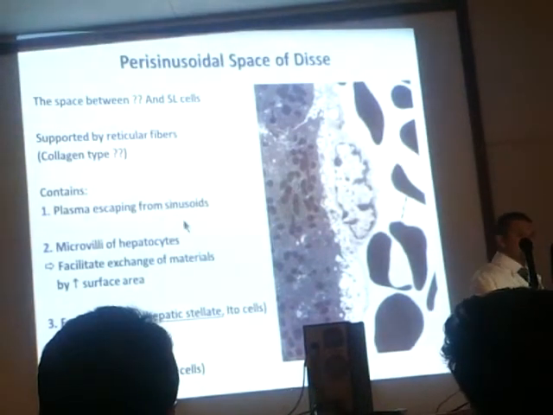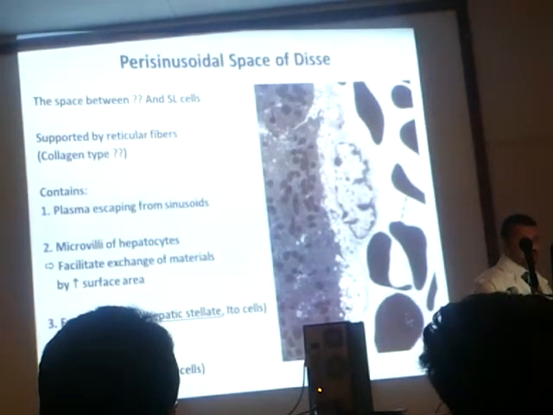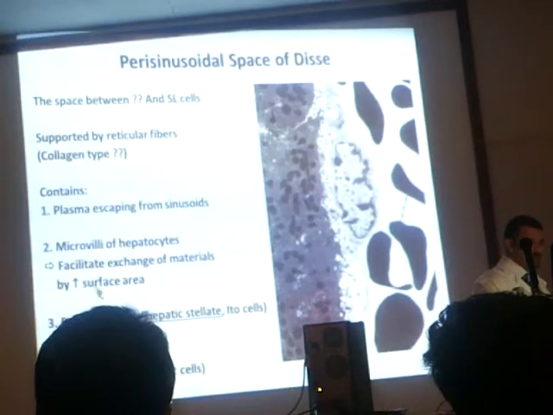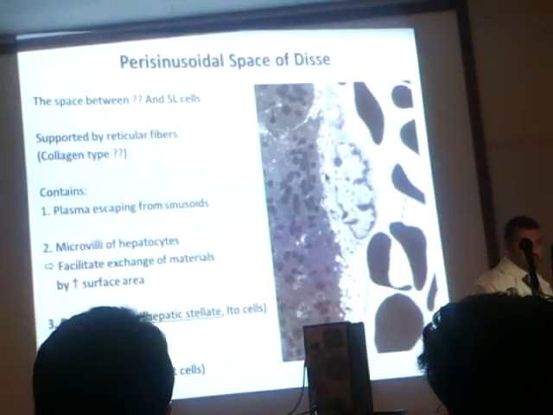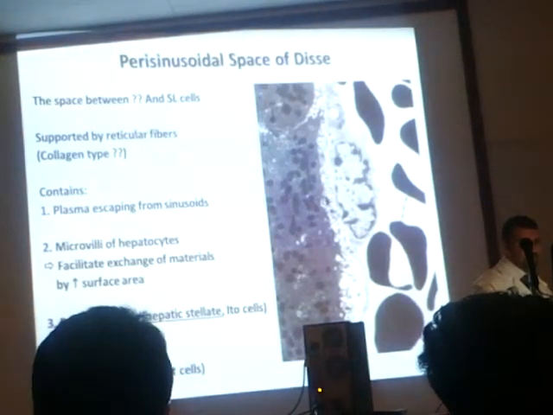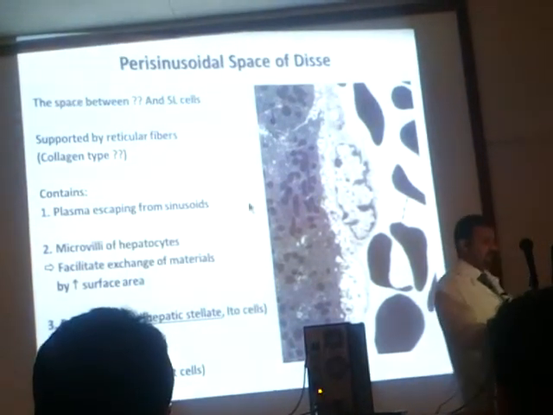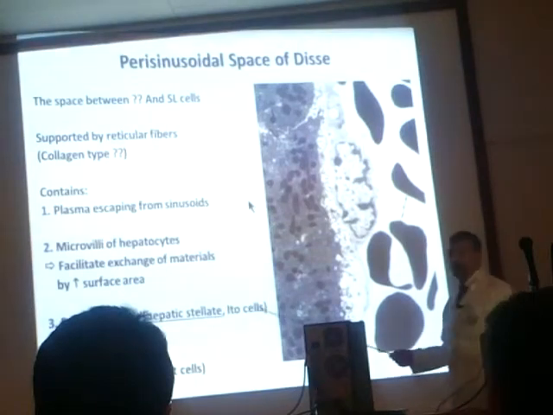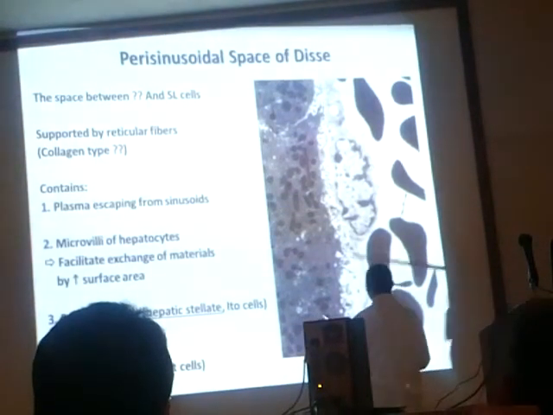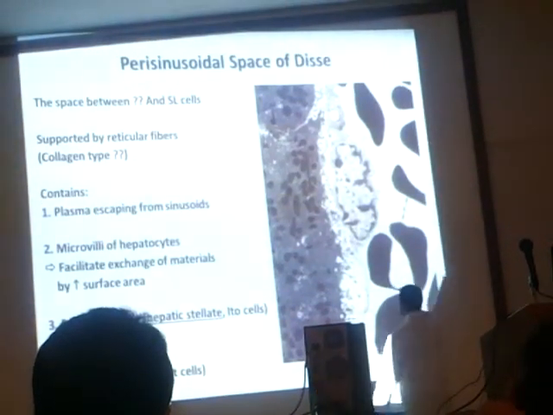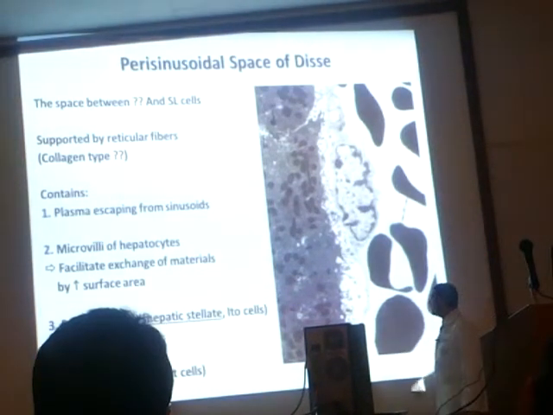Into this space, you can see RBCs are outside, they cannot get into the space, but you will see microvilli, as I told you, so many microvilli. All of these are microvilli. Those microvilli come from hepatocytes to increase the surface area. So they produce a more efficient process of exchange. All of these are microvilli.